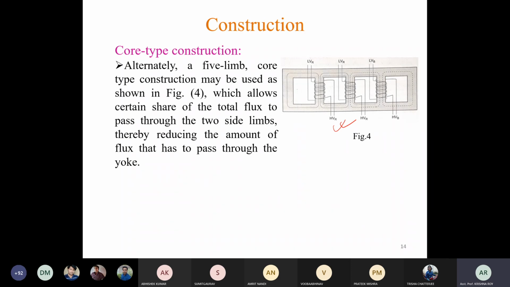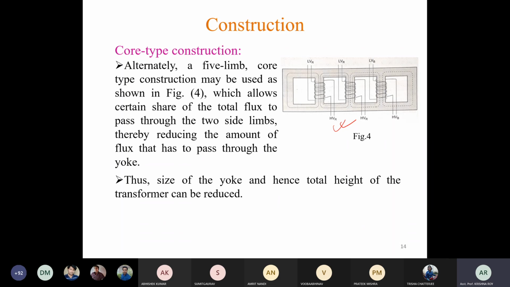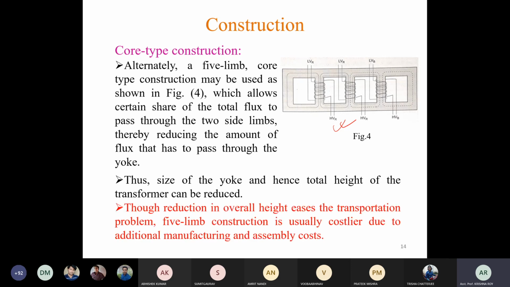But as it reduces the height of the yoke as well as the overall height of the transformer, the cost of making the transformer becomes very high, so it is not very economical. So normally three-legged transformers are used in case of core type of construction. Is it clear? Any question up to this?